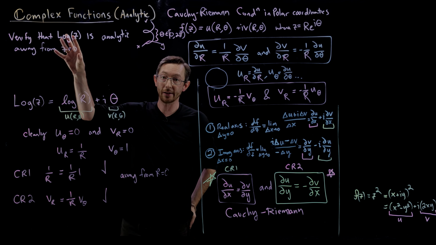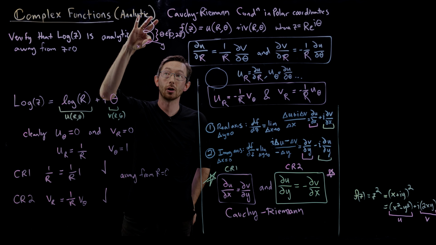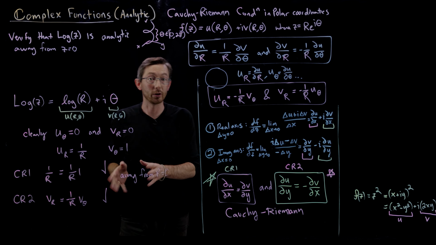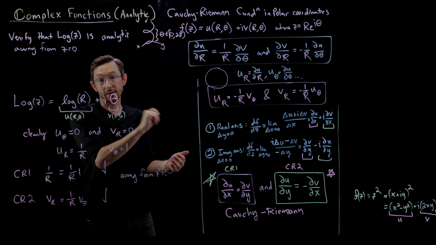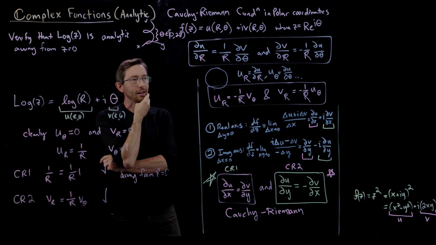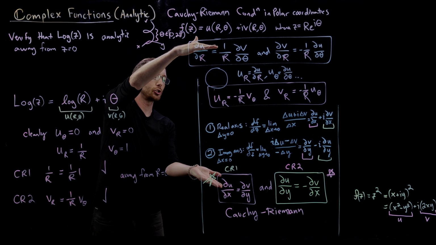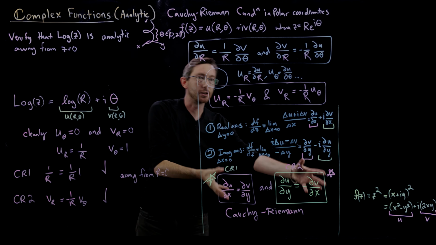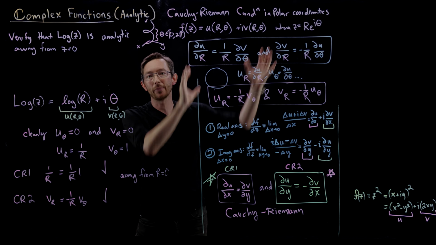So log of z is in fact analytic on its principal branch away from the origin. Very important point. We're going to use that later when we do complex contour integrals. And I would want you to actually show from these conditions that you can derive these conditions, and vice versa.